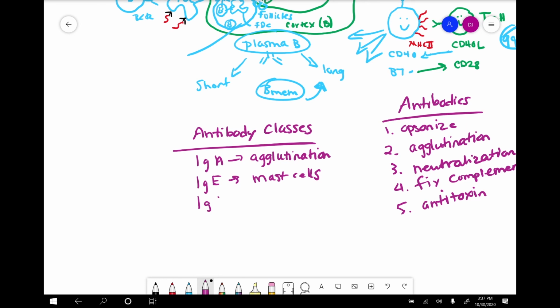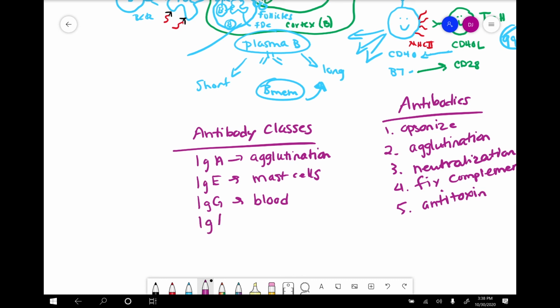You've got your IgG antibodies. These are the ones that are mainly in the bloodstream. There are lots of different classes of these that are specialized for either being very good at fixing complement or being very good at opsonizing and so on. They're the ones mainly found in the blood. They're also the longest lived ones, and they're the ones delivered via the placenta to fetuses and babies as they're developing in the womb.